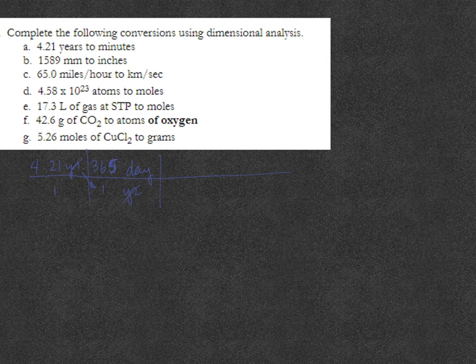Unit year cancels. Day comes down. Hour goes to the top. 1 day has 24 hours. Day cancels. Then hour comes down. Minute goes to the top. 1 hour has 60 minutes. Remember, put the 1 by the bigger unit. Hour cancels. Now I just multiply all the values across the top using significant figures. 2.21 times 10 to the 6 minutes.